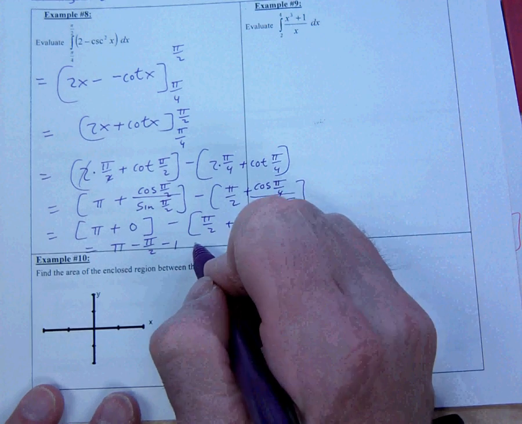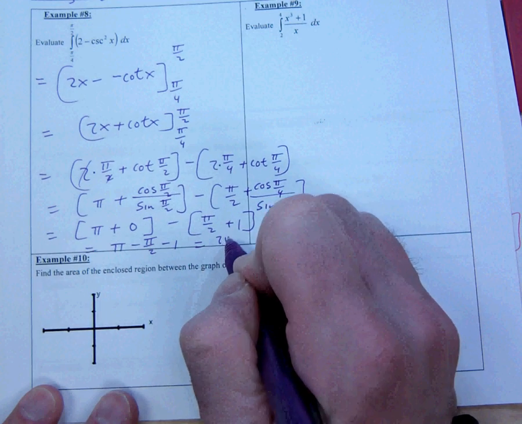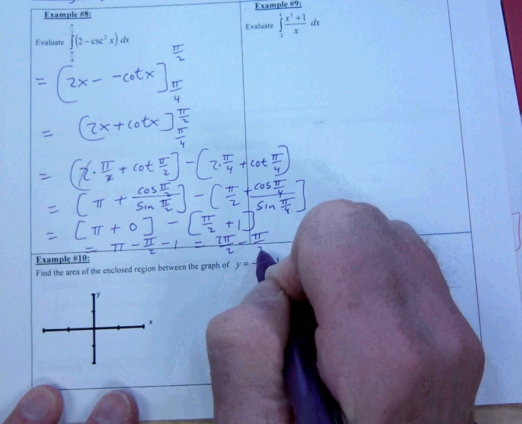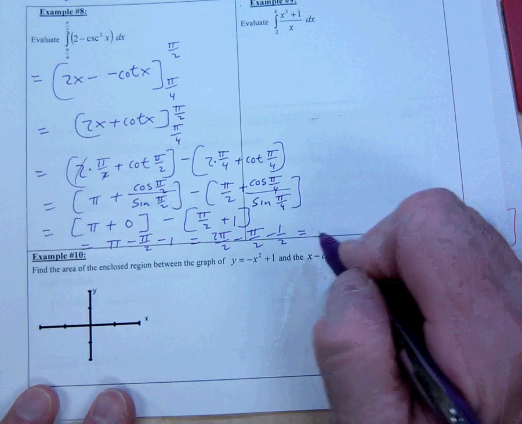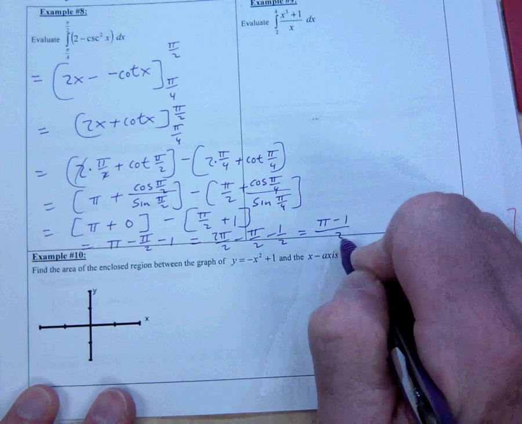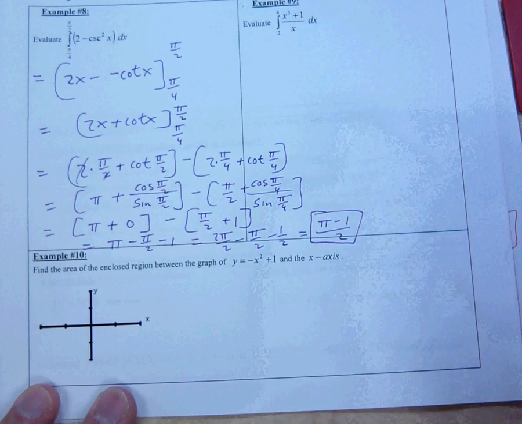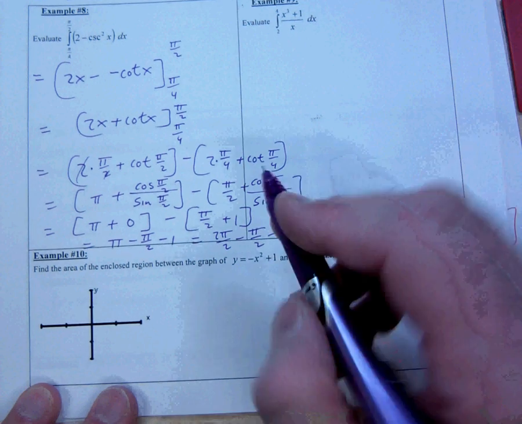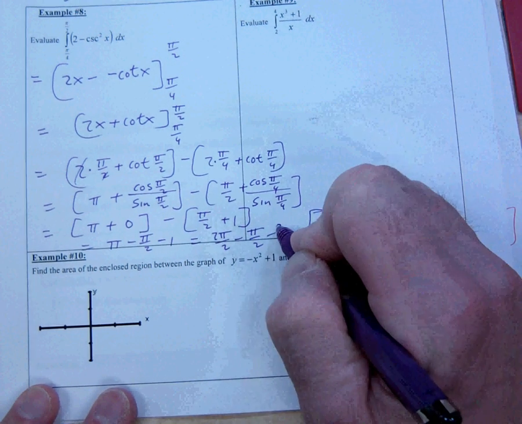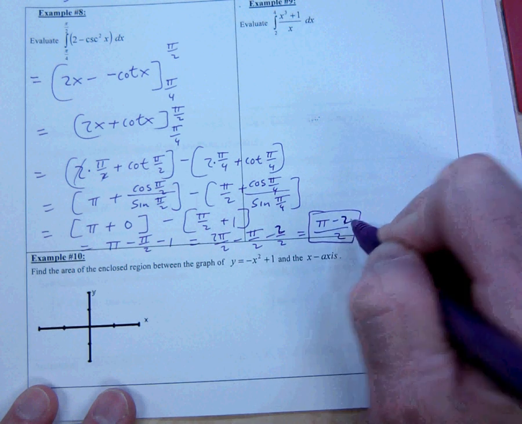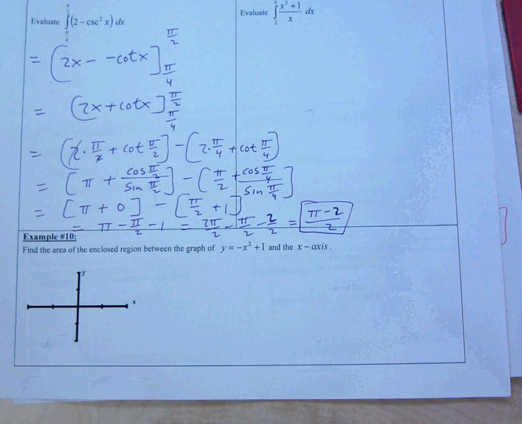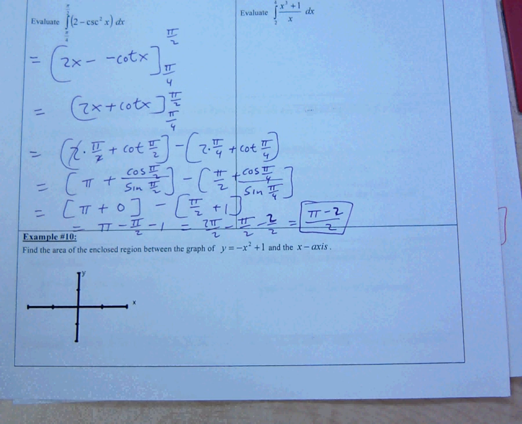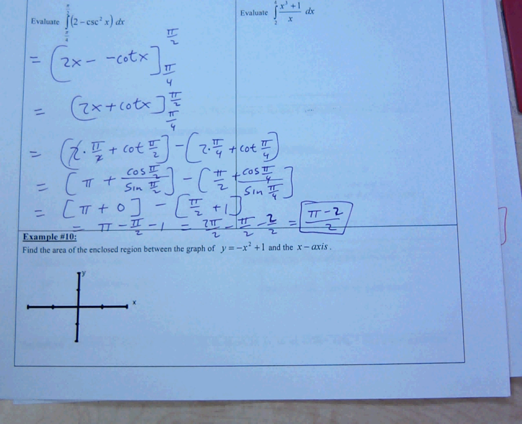And then we get a common denominator to make it 2 pi over 2 minus pi over 2 minus 1 over 2, which gives me what? Pi minus 1 over 2. Is that right? Oh, 2 over 2, sorry. So it's pi minus 2 over 2? Yes or no? Sorry about that. Good. All right. Any questions?